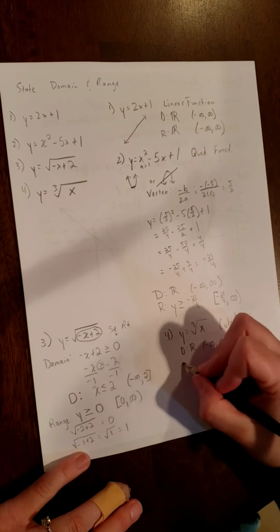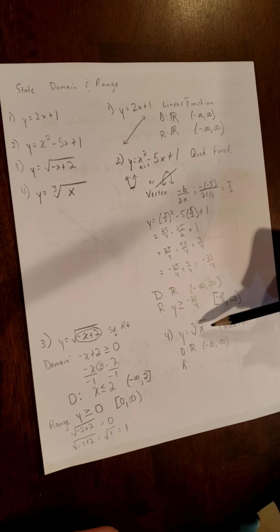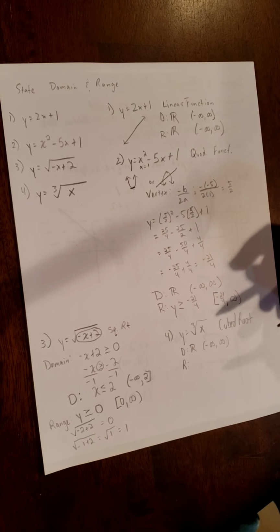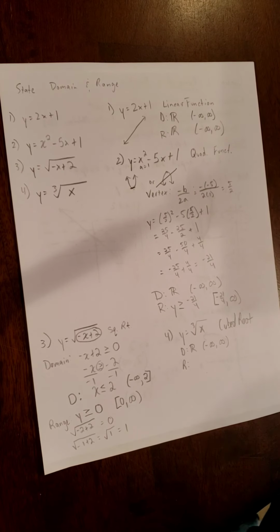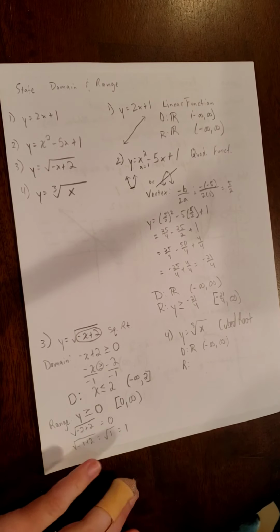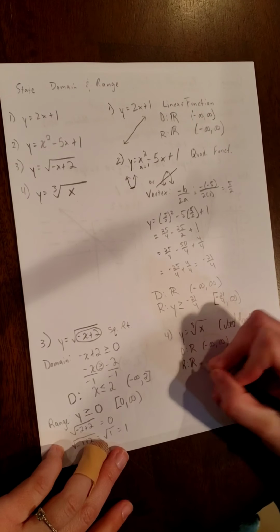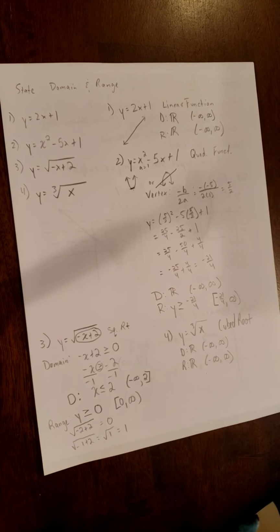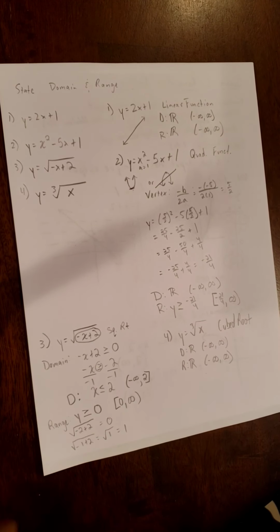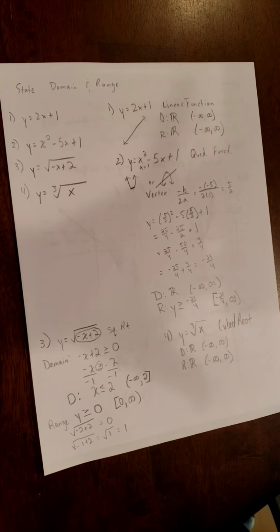And your range, if you input negative numbers and you take the cubed root, you're going to get all negative numbers. If you input 0, you're going to take the cubed root, you're going to get 0. If you plug in all positive numbers, you're going to take the cubed root, you're going to get all positive numbers. The range, if it's just a cubed root, will always be all real numbers. So that's it for a review of domain and range of a function.